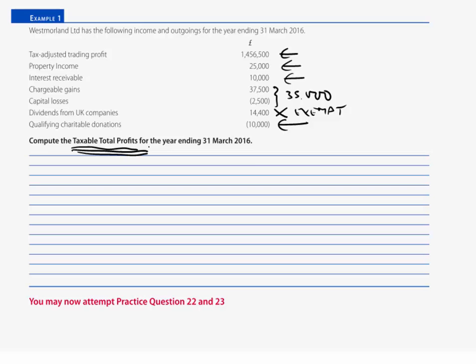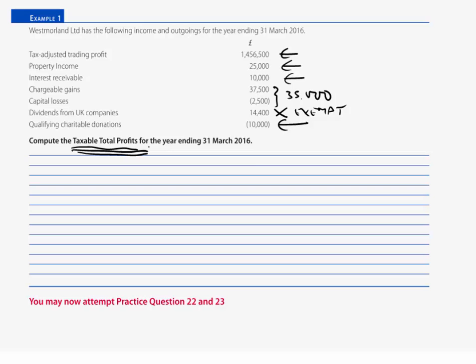That, of course, will be financial year 2015, but it makes no difference because companies now all pay their tax at a rate of 20%. So the corporation tax liability, I know it didn't ask you to calculate it here, would be your TTP times 20%. If you've worked it through and checked the answer, you'll have seen the taxable total profit will have come to 1.5 million.